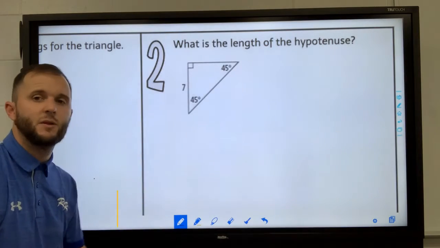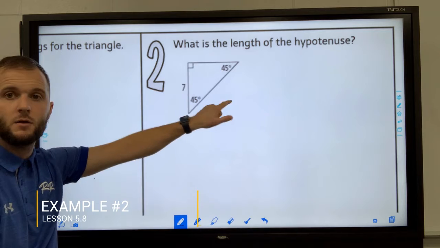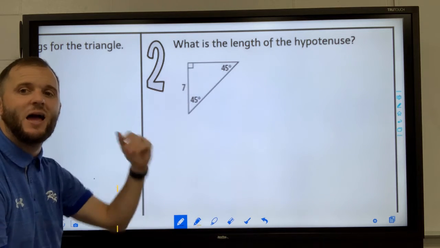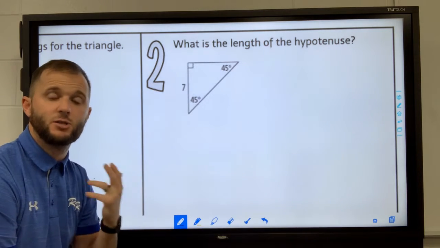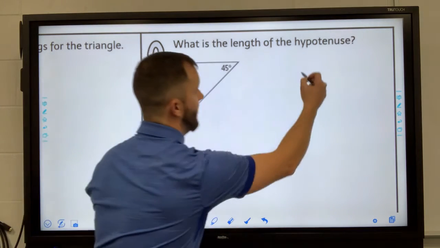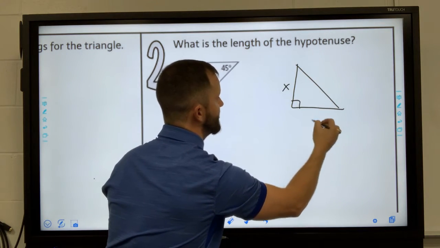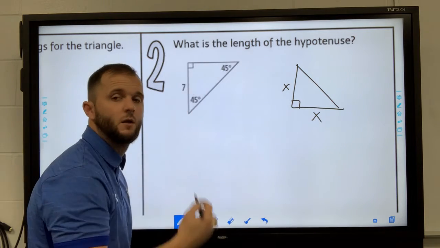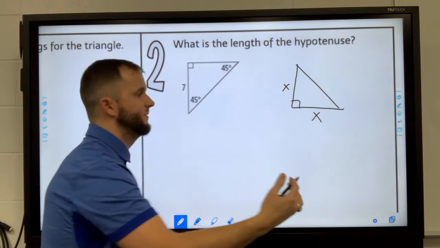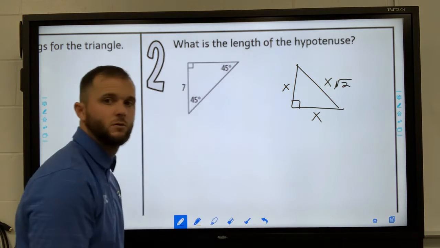All right, looking at example number 2. Right now it says, what is the length of the hypotenuse here? So again, recognizing I have a 45, 45, 90 right triangle, that means there's that special relationship again. If you have the special right triangle, I know that both of my legs are going to be congruent to each other. Then to find the hypotenuse, all I have to do is take that leg and multiply by the square root of 2, okay?